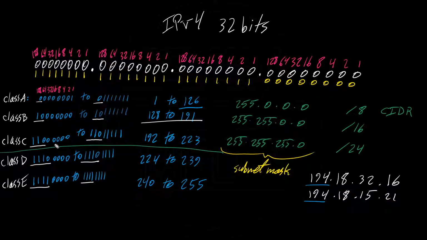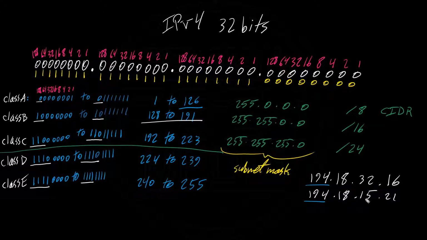So therefore 194.18.32.16 is a class C address. Also this one, the 194, falls into this range, so that's also a class C IP address. Next question, are they on the same network? They are on the same class. Yes, 194, class C. But are they on the same network?